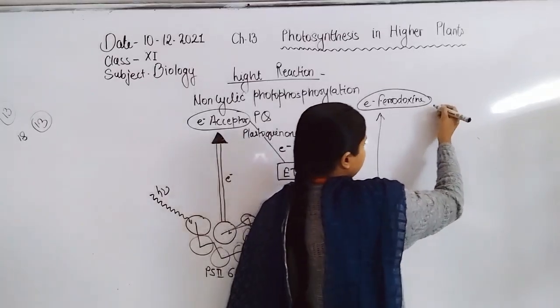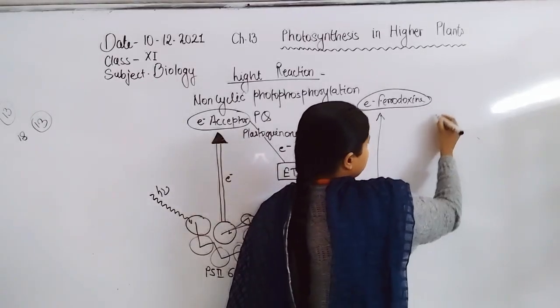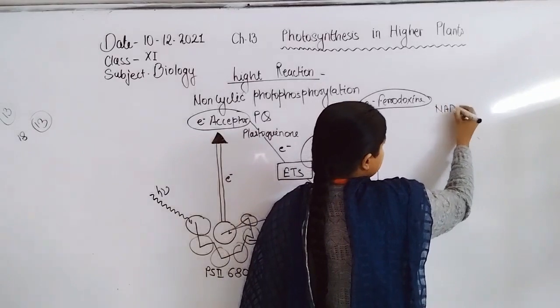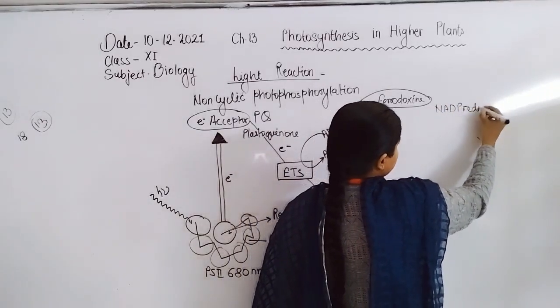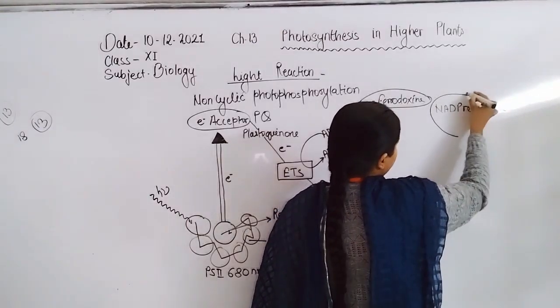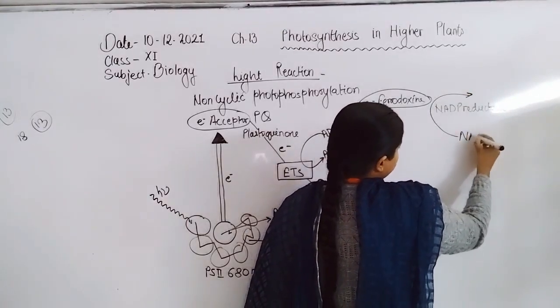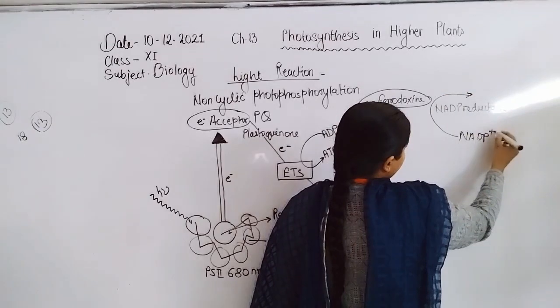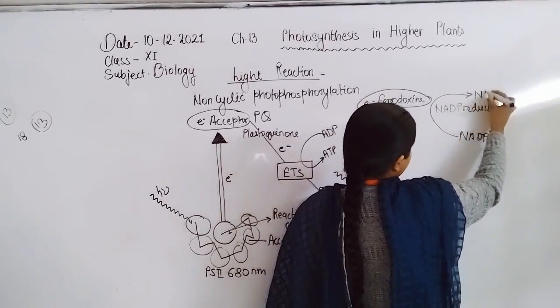Near the electron acceptor ferredoxin, the NADP reductase enzyme is present. With the help of this enzyme, NADP positive is converted into NADPH.